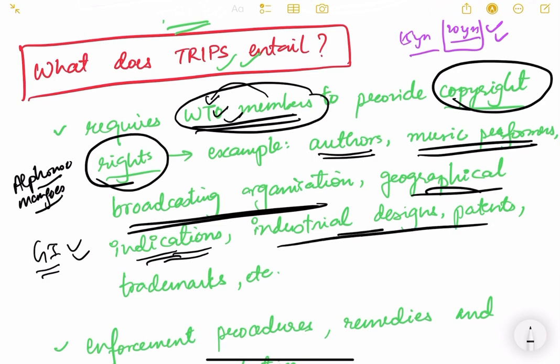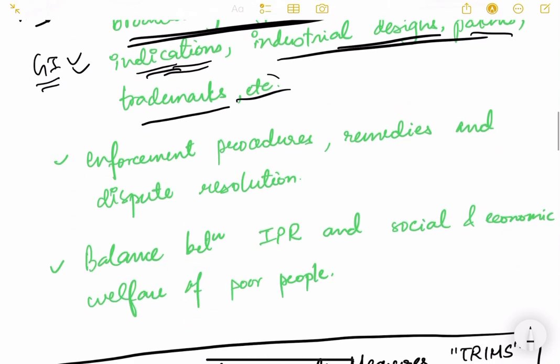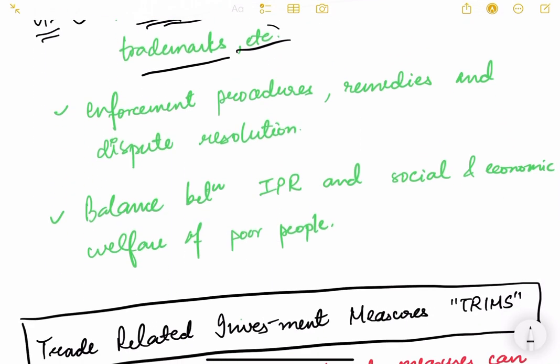Then industrial designs, patents, trademarks, etc. So it requires countries to provide these kinds of protections. Then it also entails that the country should have enforcement procedures. For example, now you have given a right, but there should be an enforcement procedure also. If somebody is infringing upon somebody's rights, if somebody is trying to steal somebody's intellectual property right, there should be some punishment given to that person. There should be some kind of legal case that should be taken up. So there should be enforcement procedures.